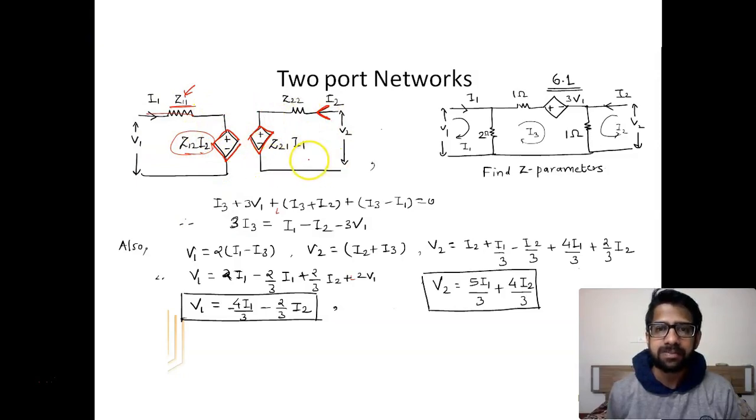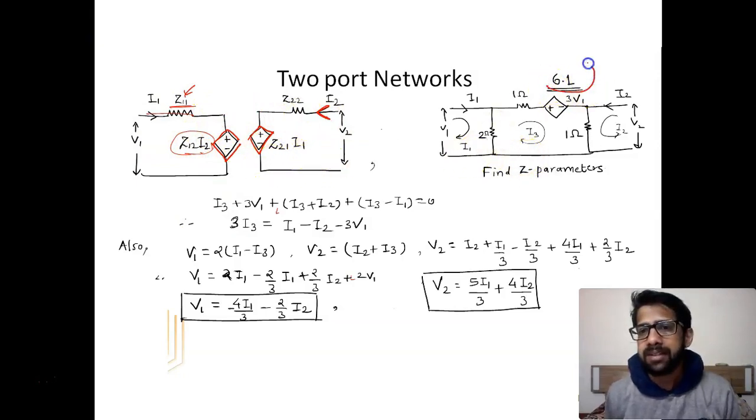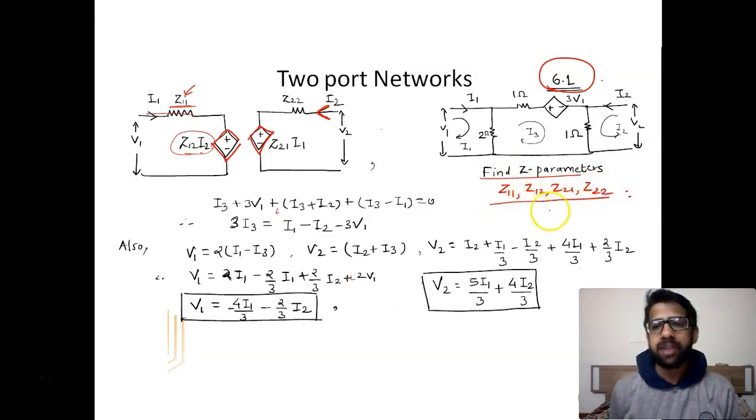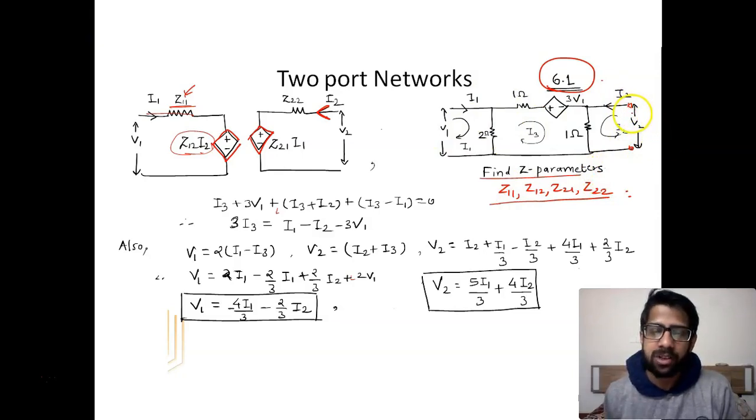Similarly this one. Now we have example 6.1 wherein we need to find out the values of Z parameters. That means we need to find out what are Z11, Z12, Z21 and Z22. Now there is a way to find this out. We need to apply KVL or KCL to develop equations in V1 and I1. Another method is, as we saw in the previous slide, Z11 is nothing but V1 upon I1 when this particular terminal is open circuited. We can use this process also.